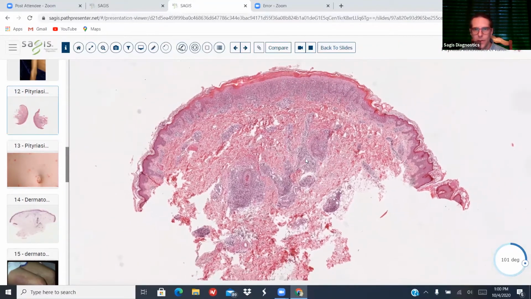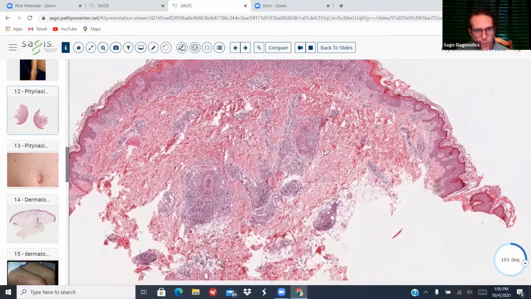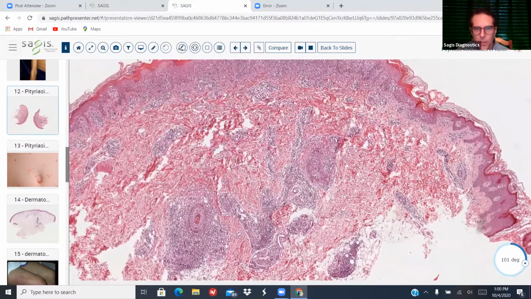So again, it's kind of becoming Groundhog Day. We want to use the same pattern analysis each time so you don't make a mistake. So again, we have a superficial and deep infiltrate. You can tell that from this power. We don't know what the inflammatory cell components are.